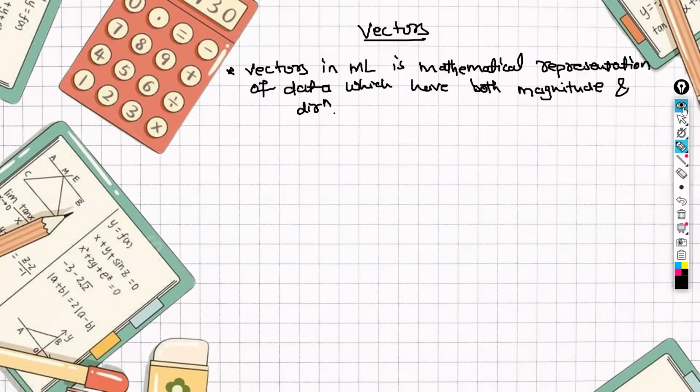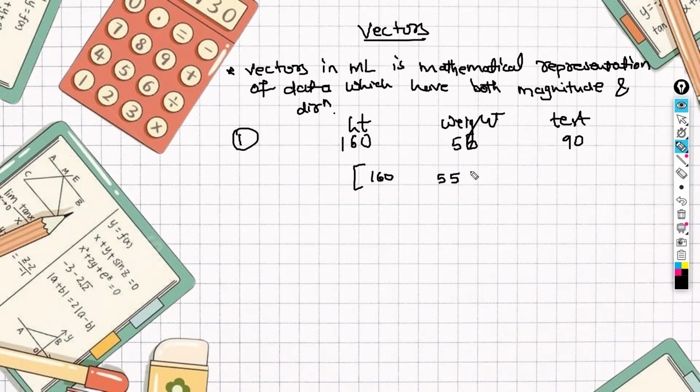So students, in mathematics, vectors is nothing but representation of data which have both magnitude as well as direction. For example, suppose we have a student and his height, weight, and test score is given to us, like the height of the student is 160 centimeter, the weight is 55 kg, and the test score is 90. So if I want to represent it in the vector form, I can write it as 160, 55, and 90.